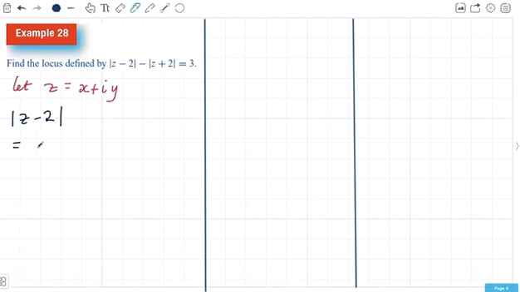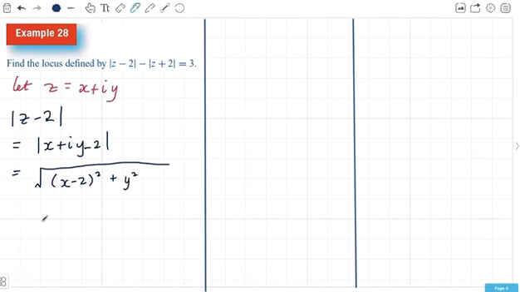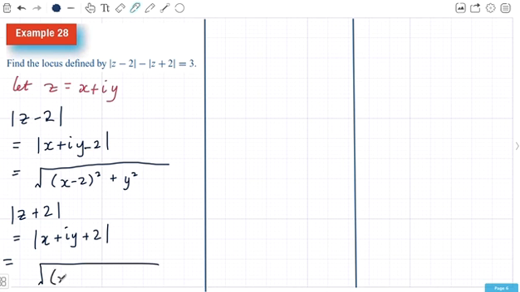So the modulus of z minus 2, I'm going to substitute in x plus iy. Make sure that you've watched example 27 before this, because I'm shortcutting everything here, assuming you've seen that one. It's going to be the real part squared, so x minus 2 squared, and the imaginary part squared. The other modulus has a similar substitution: the real part is x plus 2 this time, so I square the x plus 2, and the imaginary part is y squared.